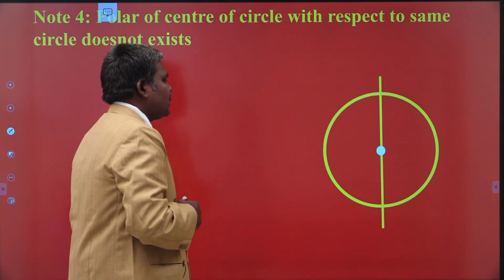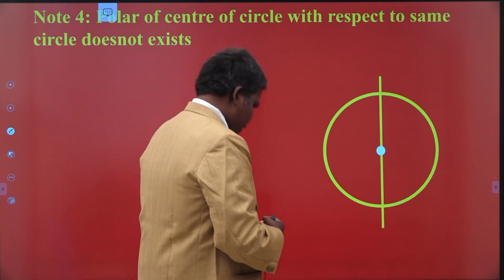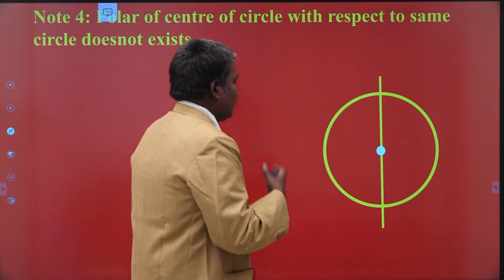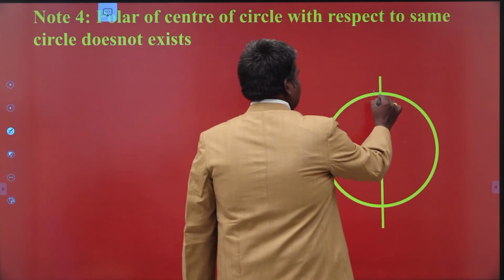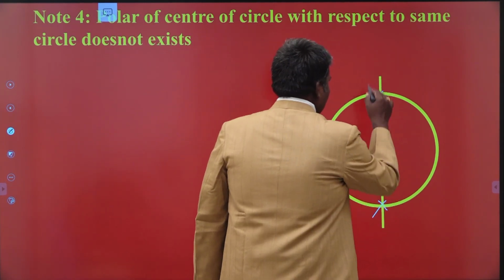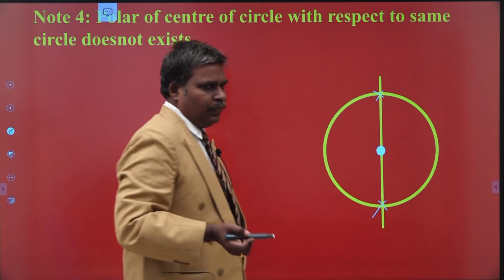Observe, my dear students, what is the secant line now? This is the diameter of the circle. Am I correct or not? Any line passing through the center of the circle is a diameter. You have to draw the tangents at the extremities of this chord formed by the secant line with the circle.